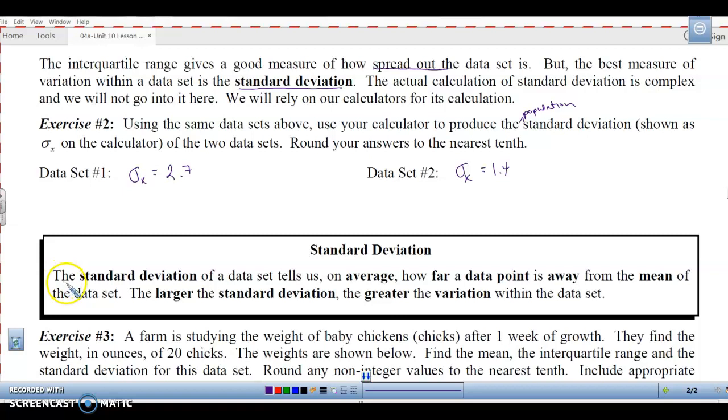The standard deviation, what is it exactly though? The standard deviation of a data set tells us on average how far a data point is away from the mean of the data set. Okay, so we have to know where the mean is and where each point falls in relation to the mean. The larger the standard deviation, the greater the variation in the data set. So the bigger the number of the standard deviation is, the farther the points are from the mean. So that means that your data must be more spread out. Okay, so let's take a look at the next problem using standard deviation.